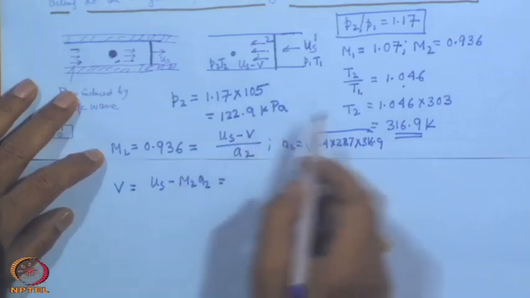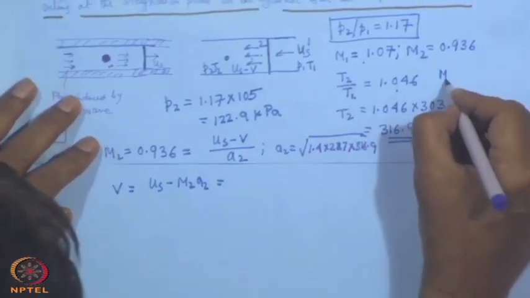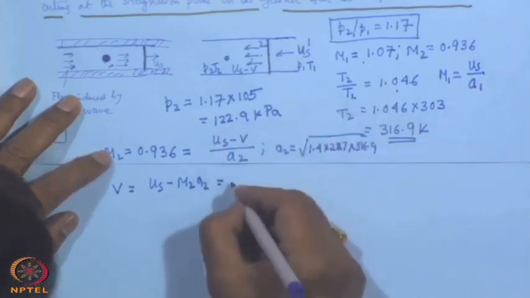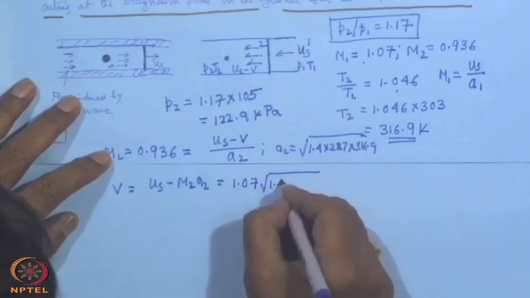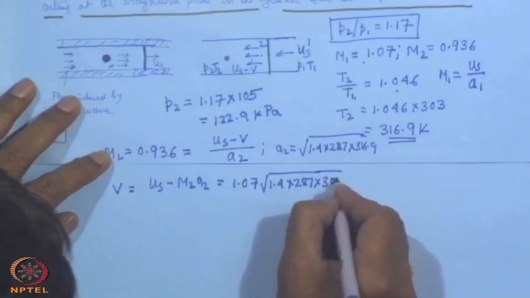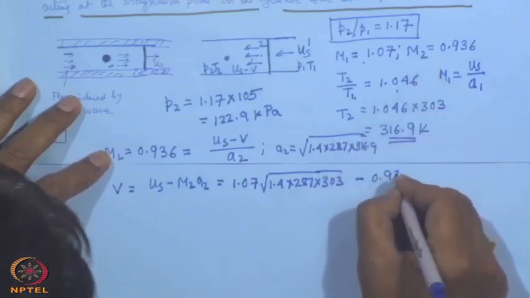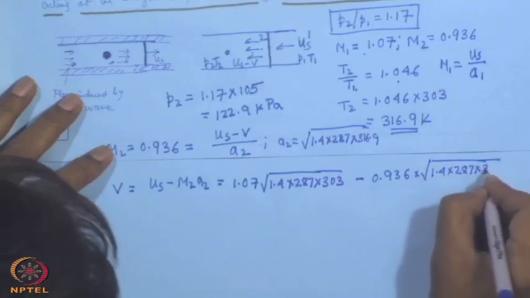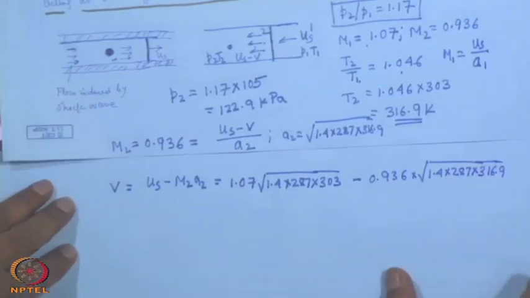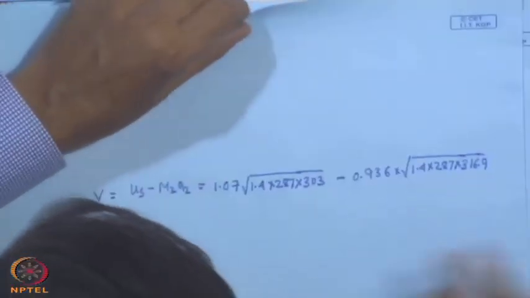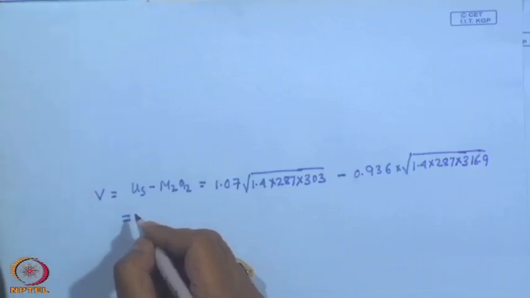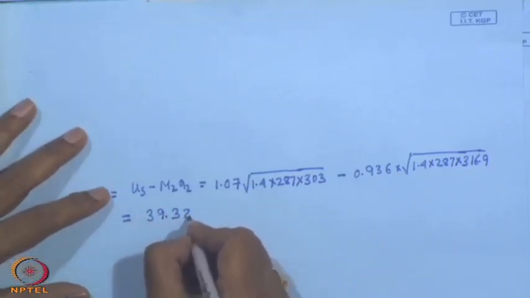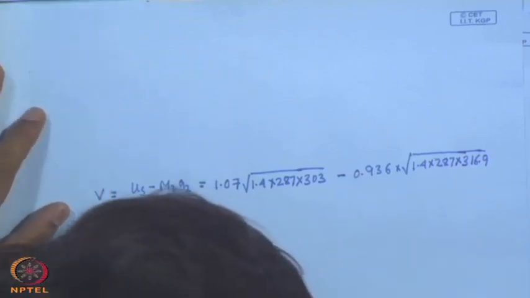What is Us? M1 is Us by A1, and A1 is the square root of gamma R T. So Us is M1 times the square root of gamma R T, where T is 303, minus M2, 0.936, times the square root of gamma R T2, that means 316.9. That is very simple. You understand? So I get the value of V as 39.38 meters per second. I think it is absolutely all right. It is just the repetition of the earlier problem.